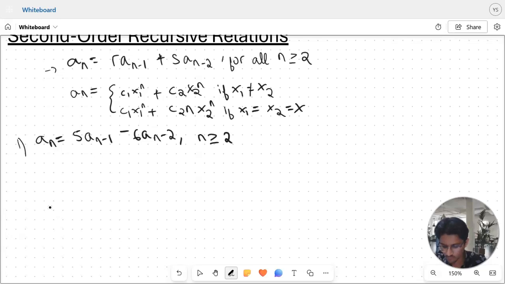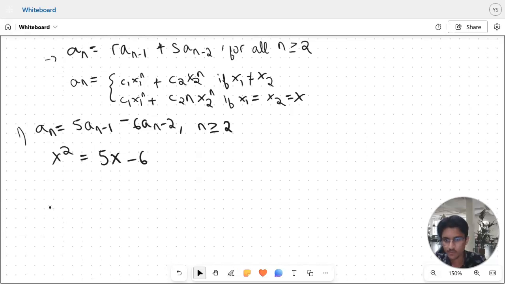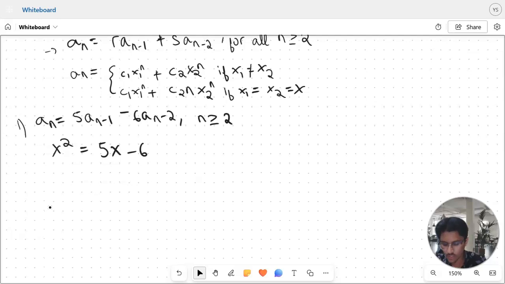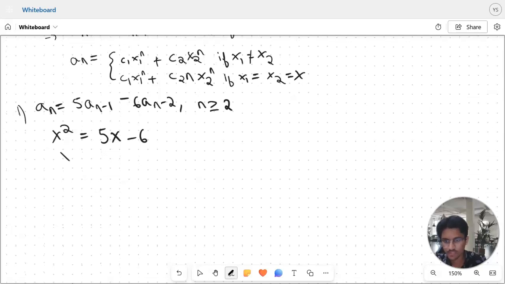So second step, what we do is we assume a of n as x squared, and then a of n minus 1, we assume it as x. And minus 6, we just leave it like that. So now you can see it kind of looks like a quadratic. So that's our next step. We got to solve this quadratic.